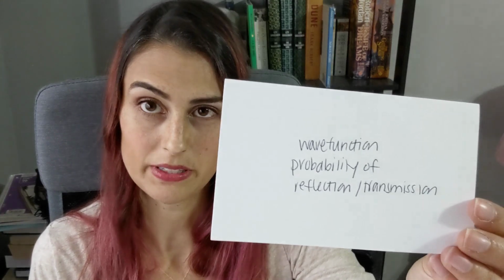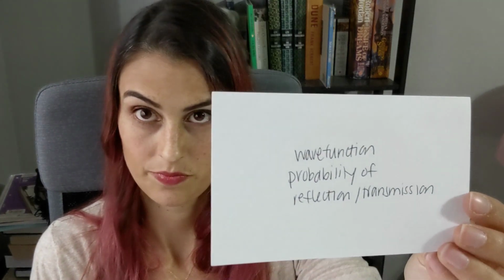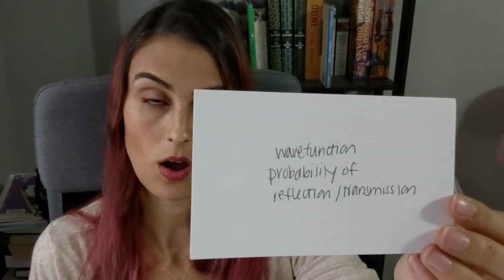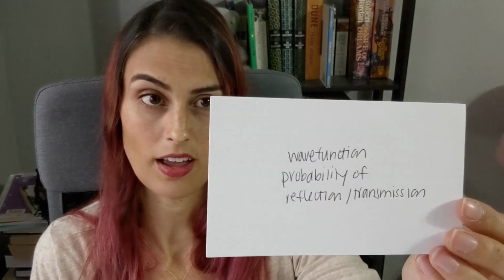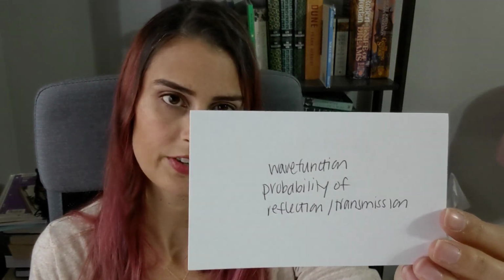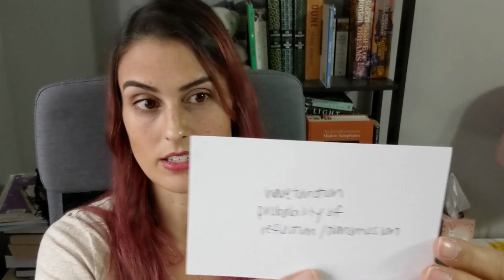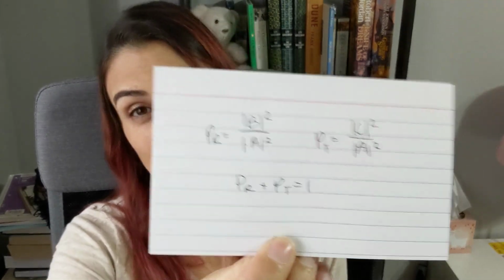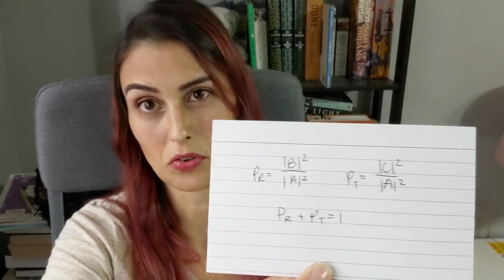The wave function probability of reflection or transmission. The probability of reflection is the absolute value of B squared over the absolute value of A squared, and these are the coefficients that we were just on in the last one. And the probability of transmission is C squared over A squared, and then the probability of reflection plus transmission is equal to 1. It has to either reflect or transmit.